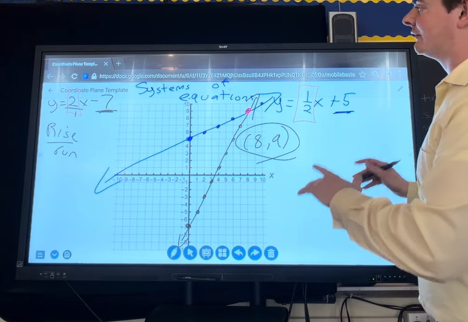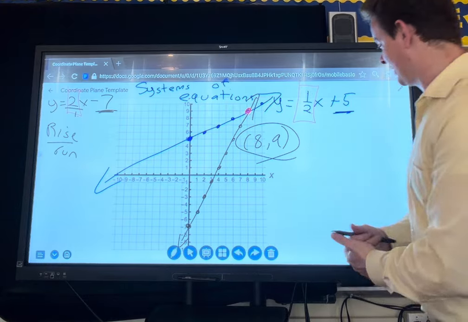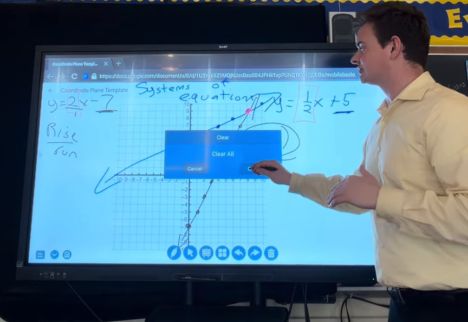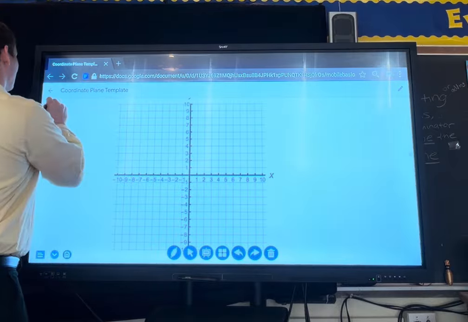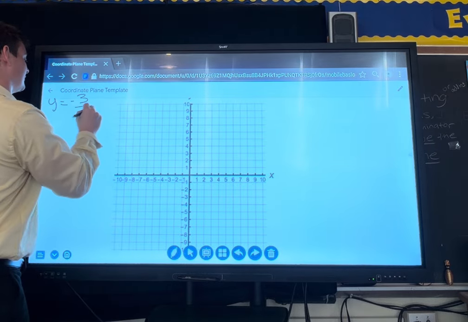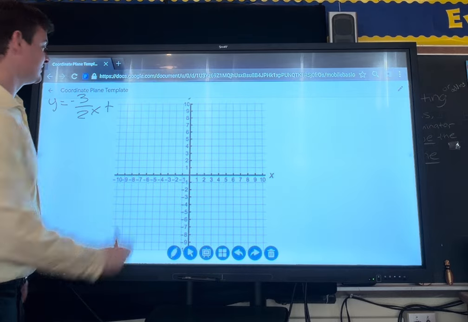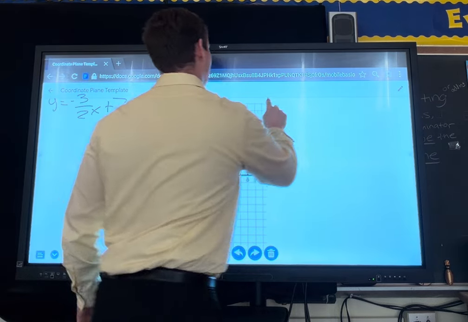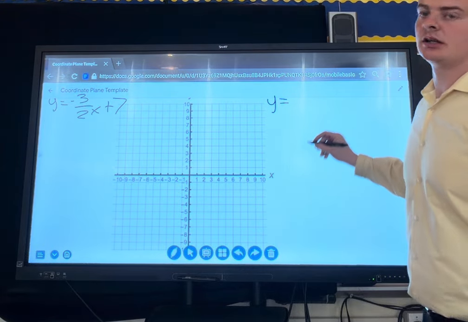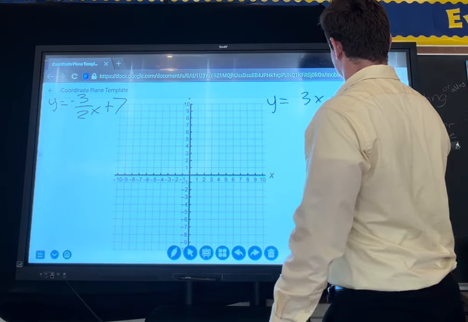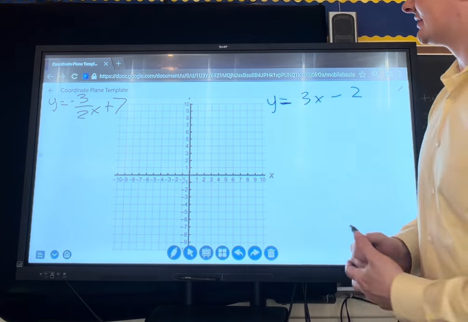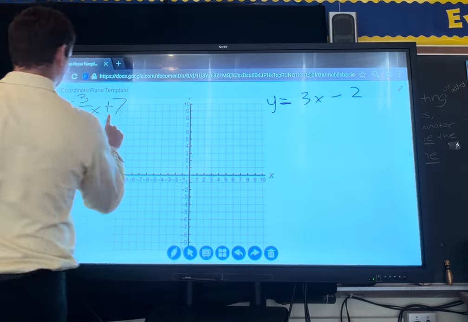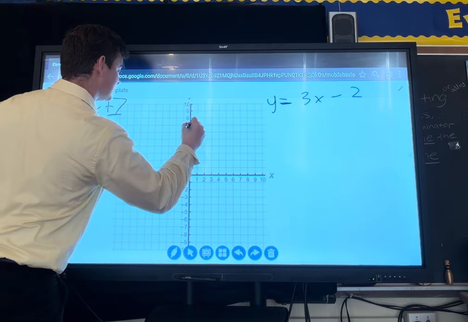Cool. That's how I do it graphically. I've got another example just to make sure we understand what's going on. I've got y = -3/2 x + 7, and y = 3x - 2. Same thing. I'm going to graph both of these lines. Start at my +7.